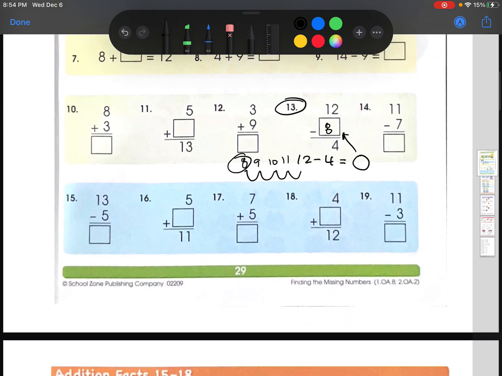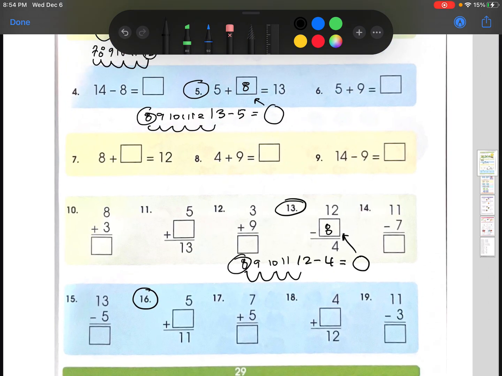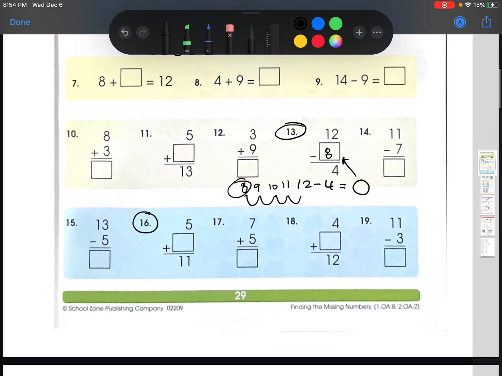Let's just do one more. Let's do number 16. 5 plus missing number is equal to 11. So for this one, again, just like number 5, where if there is a missing number in the middle of an addition problem, you would do the opposite, which is subtract. So it would be 11 minus 5 is equal to the missing number. So we can just count backwards 1, 2, 3, 4, 5 and get 10, 9, 8, 7, 6. So 6 is our answer.